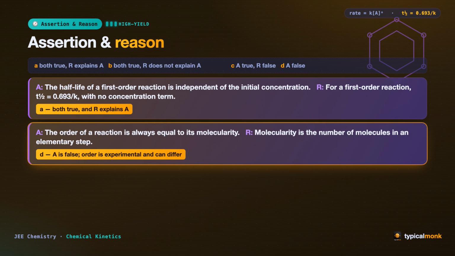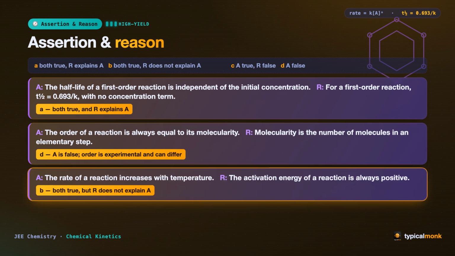Second pair. Assertion: the order of a reaction is always equal to its molecularity. Reason: molecularity is the number of molecules in an elementary step. The reason is true, but the assertion is false. The order is experimental, and it can differ from the molecularity. The answer is D.